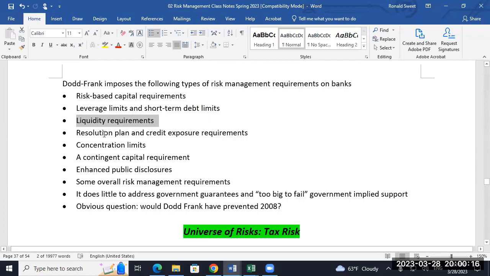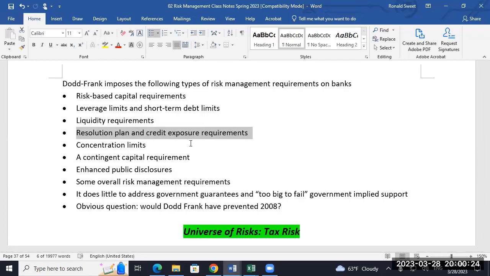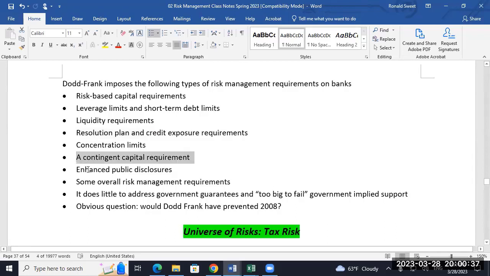Resolution plan and credit exposure requirements. Sounds like they focused that mainly on the big banks. And Silicon Valley was what? Slightly below the big banks. If a big bank's 500 billion, a $300 billion bank, they're okay. Let's not worry about them. Concentration limits, that wasn't really a Silicon Valley issue. Contingent capital requirement. I don't know if Silicon Valley had that. Public disclosures.